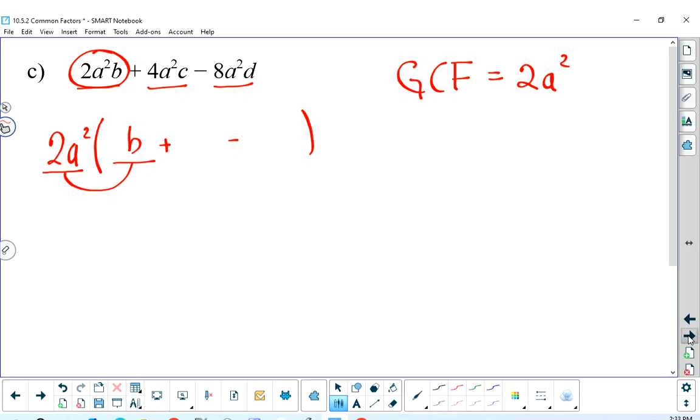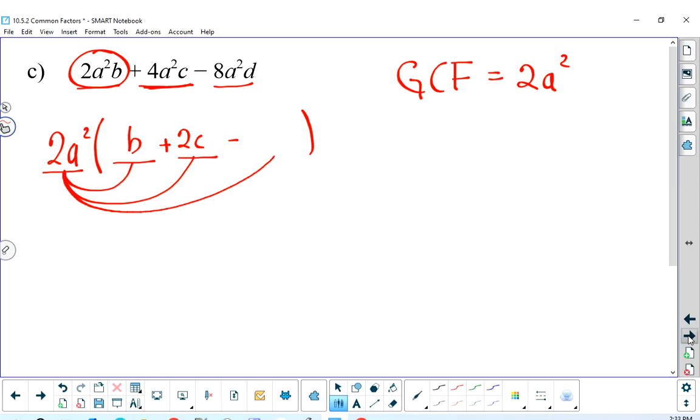Don't just blindly write stuff down. Pause the video if you need to. Look at what you're writing down. Think about it. What do we put here? What we put here is something that multiplies by 2a squared to give 4a squared c. Well, I need a 2. Otherwise, I won't get the 4, and I need a c.